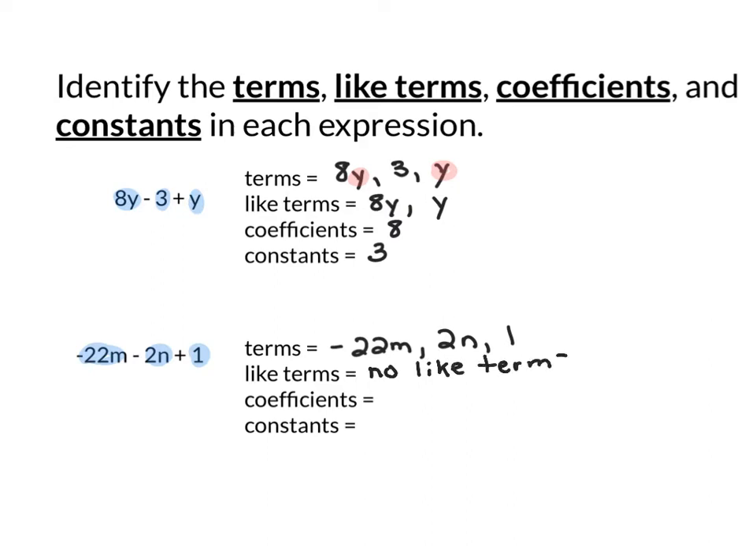Now let's look for those coefficients. When you're looking for a coefficient, you're looking for a number that is being multiplied by a variable. So we have a negative 22 multiplied by m. So negative 22 is a coefficient. And then let's not forget 2n. n is the variable, 2 is the coefficient that is being multiplied by the variable. So our coefficient is the number 2. Constants, just numbers, and we have the number 1.